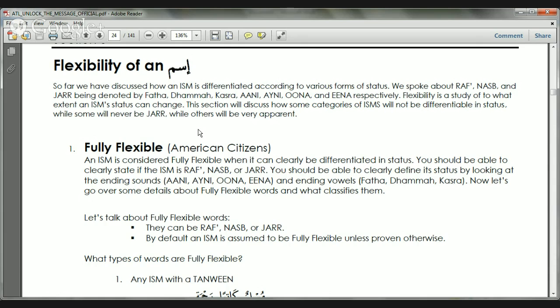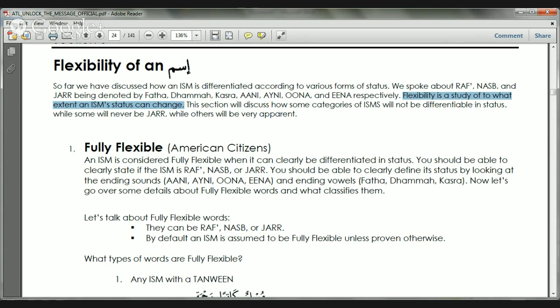Now we're going to go over the flexibility of an ism. Now what does the flexibility refer to? The flexibility is the study of to what extent an ism's status can change. Now I want you to add something there. I want you to add the following. We said what? Flexibility is a study of to what extent an ism's status can change.